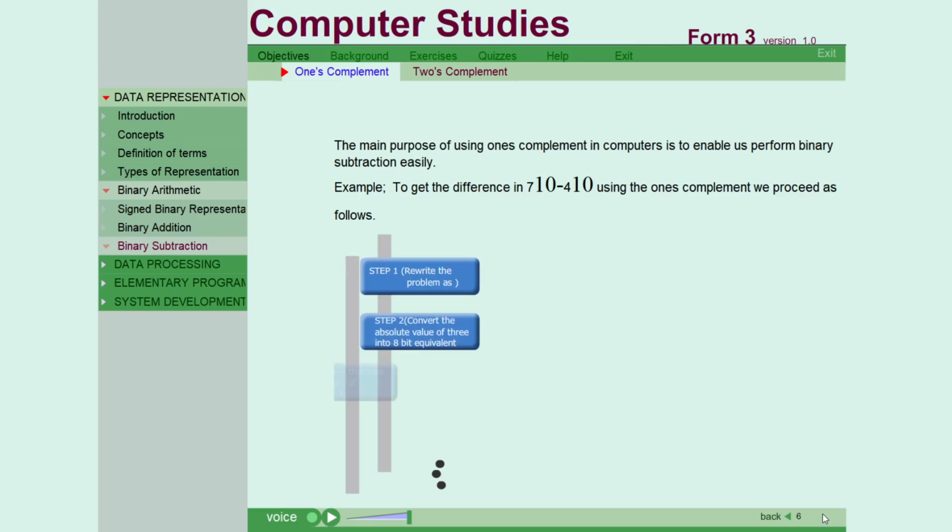The main purpose of using 1's complement in computers is to enable us to perform binary subtraction easily. For example, to get the difference in 7 to the base of 10 minus 4 to the base of 10, using the 1's complement, we proceed as follows.